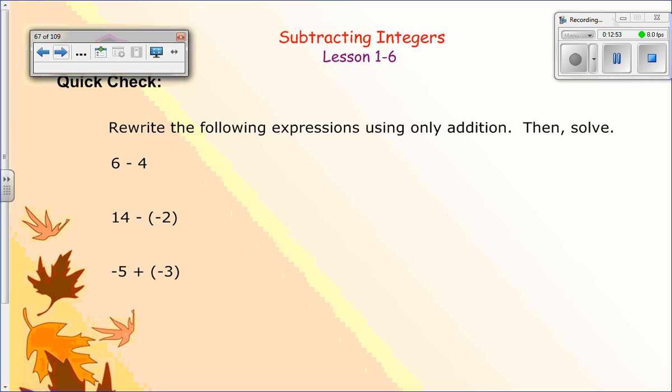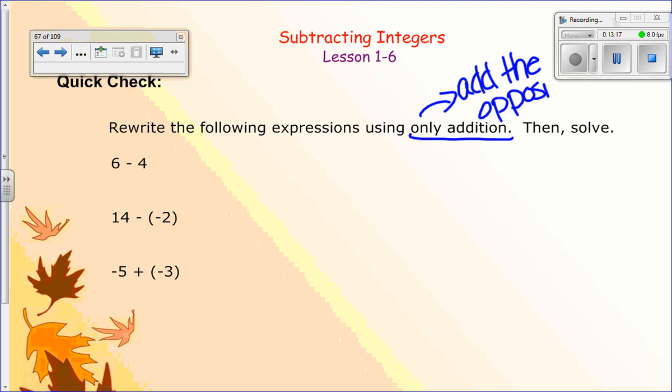Now, here's a little quick check before you're done. And really, all I want you to do, you don't have to solve it. Oh, never mind, I guess you do. Then solve in there. My bad. What you have to do is rewrite the following expressions using only addition. So basically, you're using that rule: add the opposite. So first, switch the problems over into addition problems by adding the opposite, and then you solve them. We'll do the first one together.